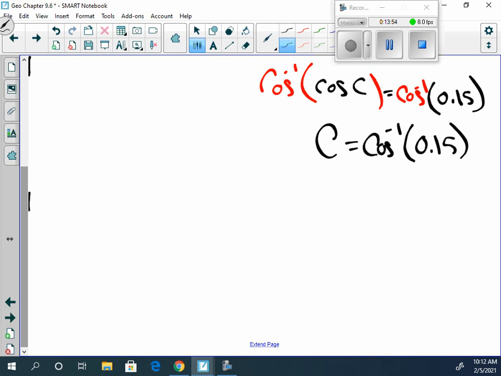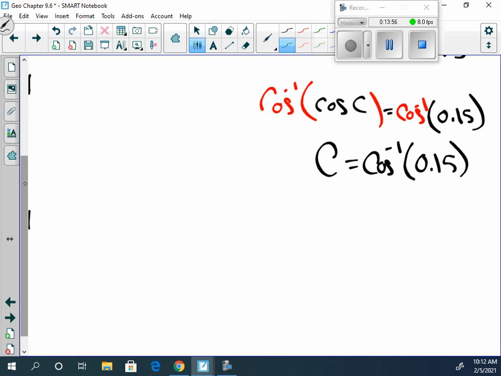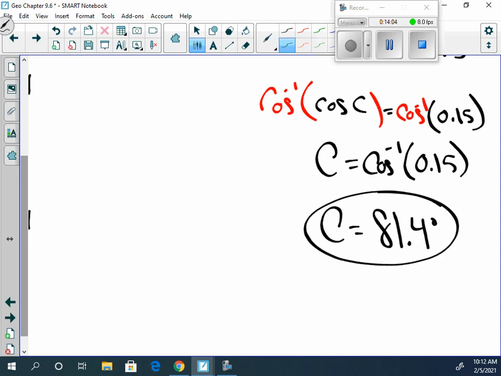And last but not least, doing this here tells me that the angle C is 81.4 degrees, and that's our angle. So if we typed in cosine of 81.4, it'll get us back to our 0.15. Questions on this here?